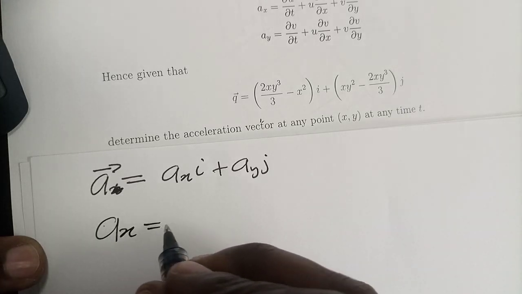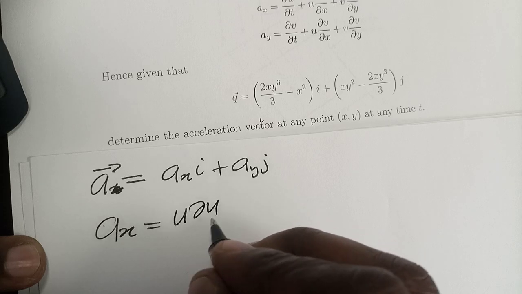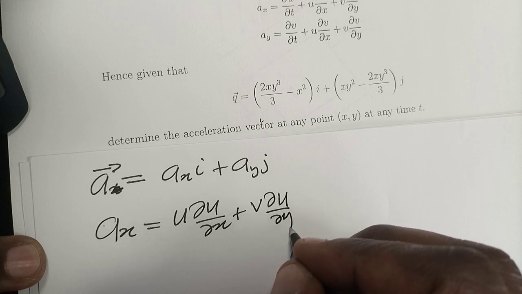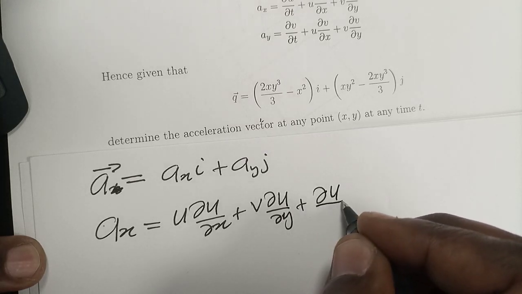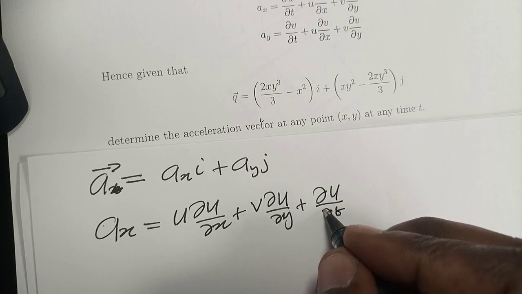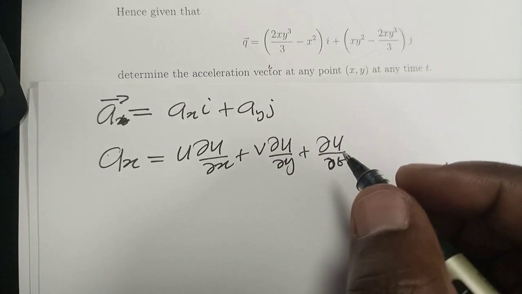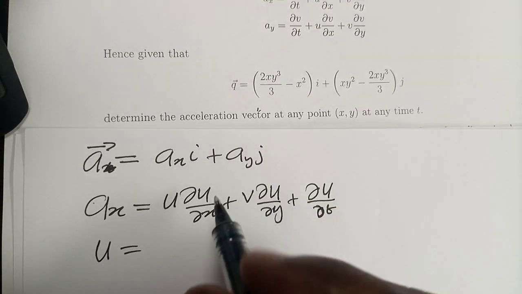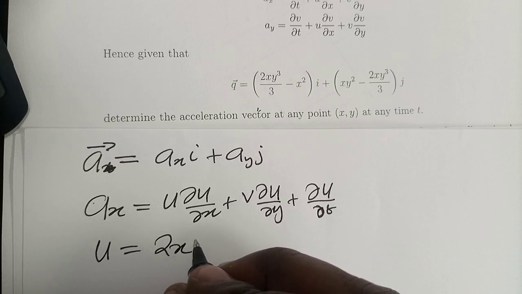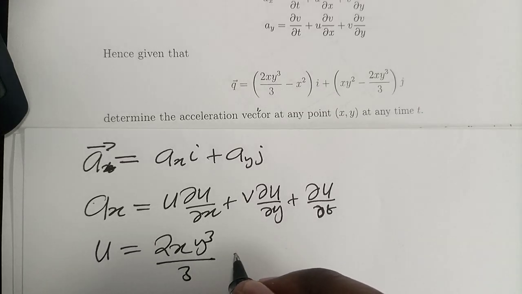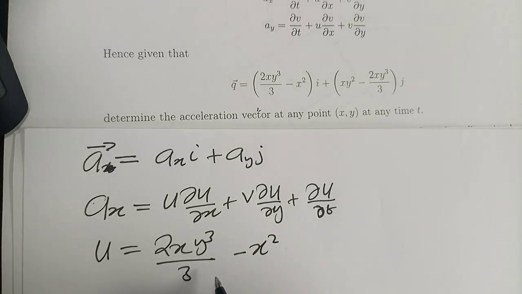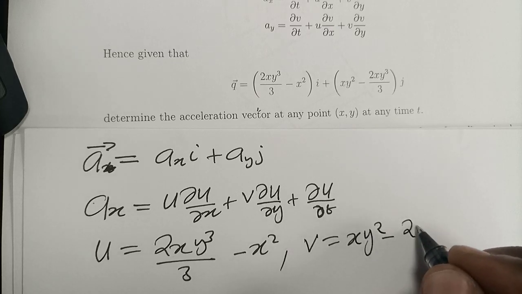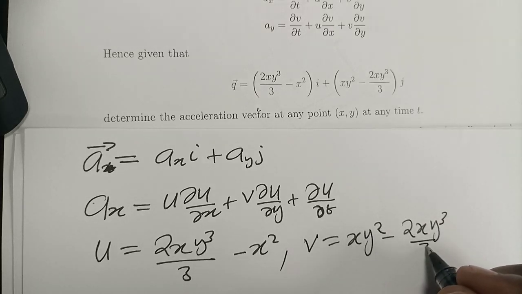ax is given by u times the partial of u with respect to x, plus v times the partial of u with respect to y, plus the partial of u with respect to t. So now we have our u. What is our u? From the velocity vector here, we have 2xy^3 over 3 minus x squared. This is our u. And our v is xy squared minus 2xy cubed over 3.